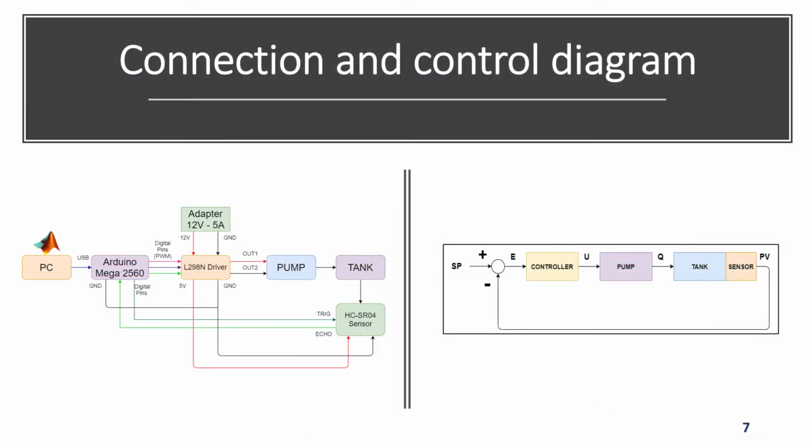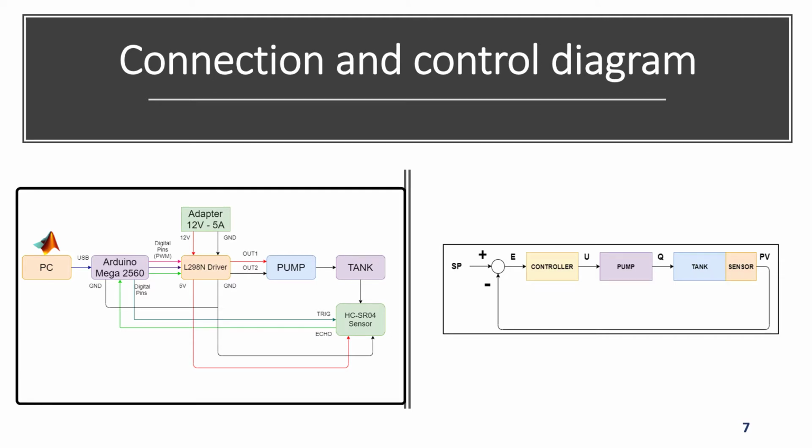Next is the connection and control diagram of the system. So this is the connection diagram. The computer and the microcontroller communicate together by serial, and from that we can make a simulation of the system. From the microcontroller, we interact with the driver by PWM, and from the driver we send the signal to the pump, and it adjusts the flow rate in the tank.